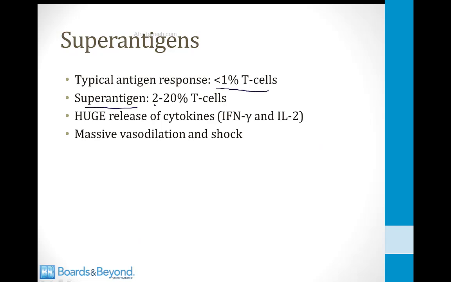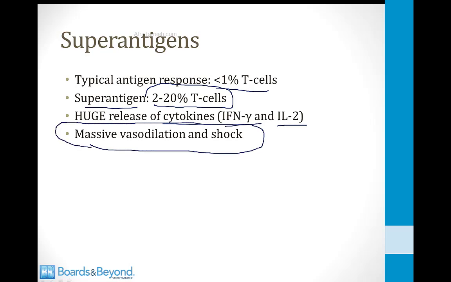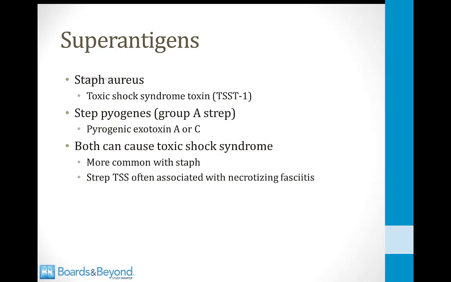A superantigen can activate 2 to 20% of T cells. This results in a huge release of cytokines like interferon gamma and IL-2 and massive vasodilation and shock. So bacteria that possess superantigens can make patients very, very sick. There are two bacteria that synthesize toxins that can act as superantigens. The first one is Staph aureus. Staph aureus makes toxic shock syndrome toxin, or TSST-1, which is a superantigen.